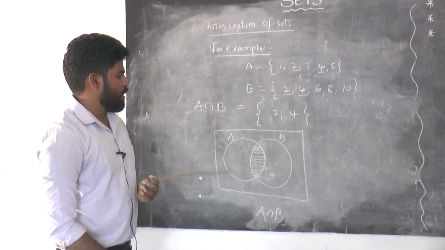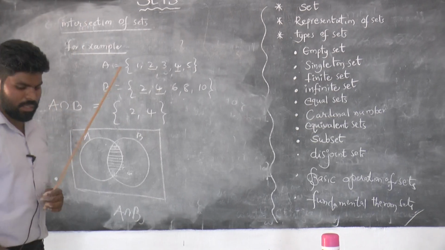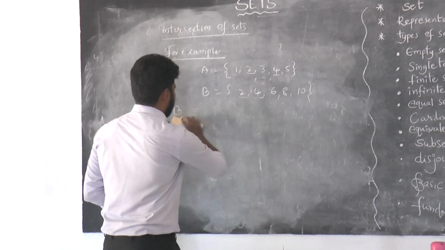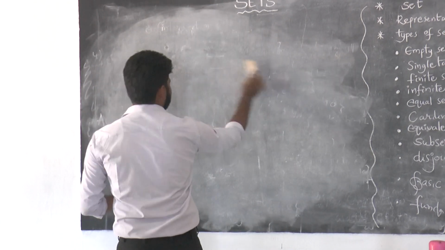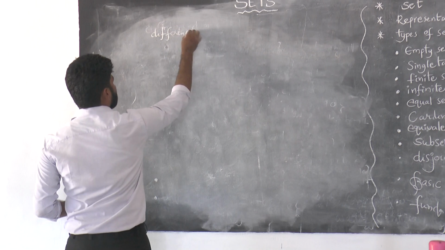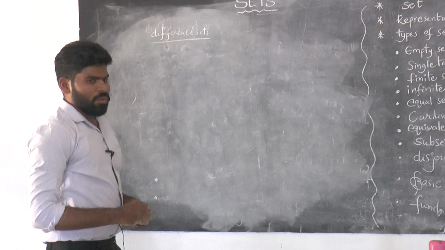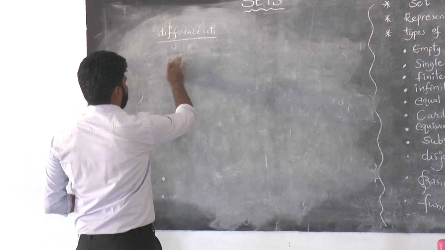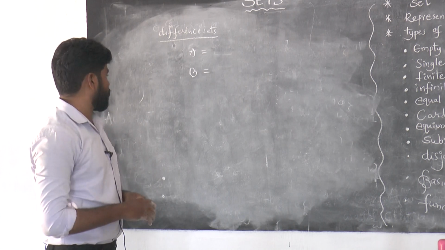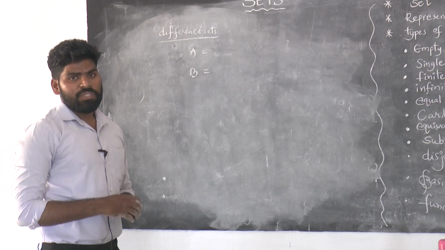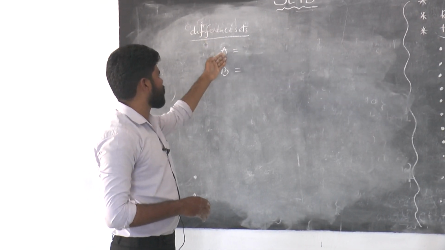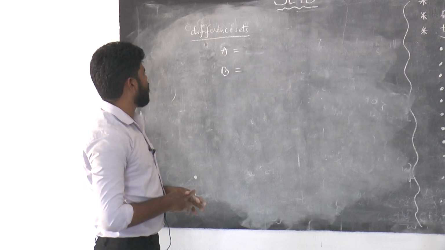Okay. Next, we will discuss the difference of sets. The difference of sets is the set of elements which belong to A but do not belong to B. I mean, the set of elements belonging to A that do not belong to B.